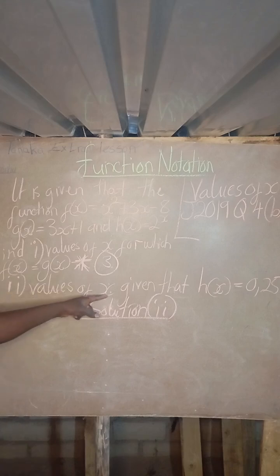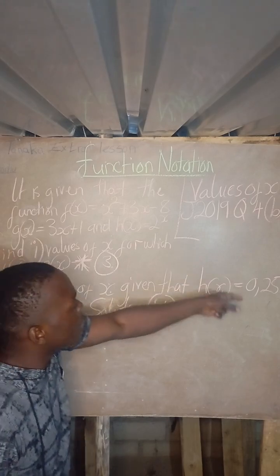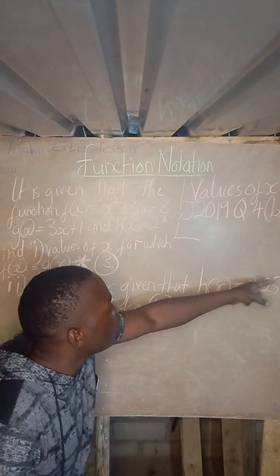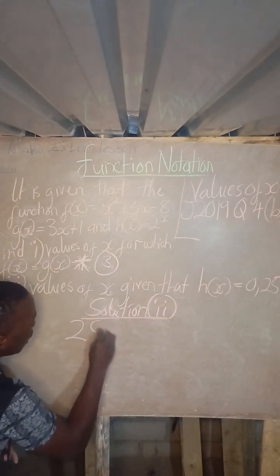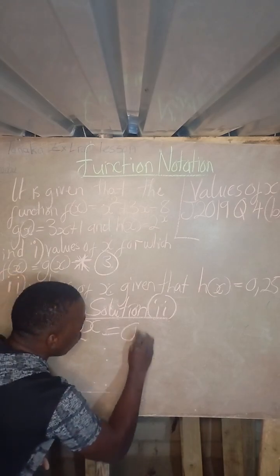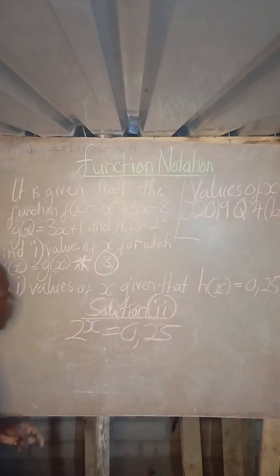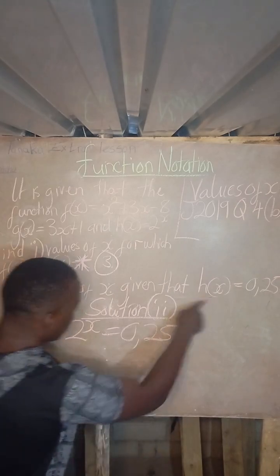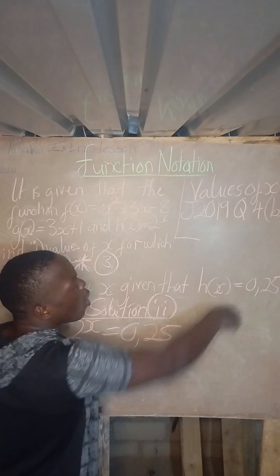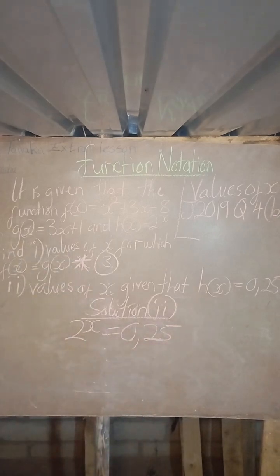Now values of x given that h of x is equal to 0.25. Now h of x wedu ndiani? Ndi 2 to the power of x equal to 0.25. H of x wedu is 2 to the power of x, saka 2 to the power of x is equal to 0.25.